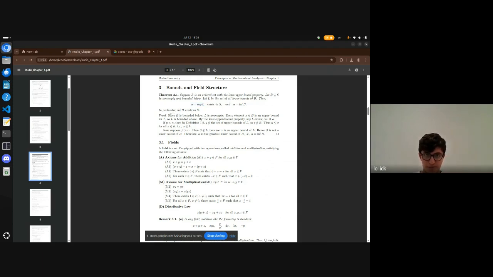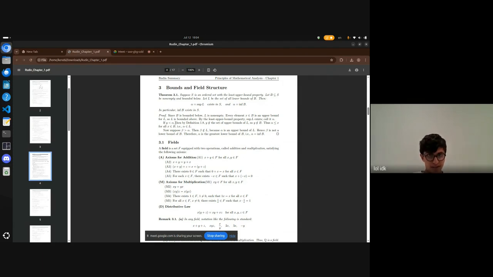Okay, let's read the proof. Since B is bounded below, L is non-empty. Why? Because it has lower bounds, and L is the set of all lower bounds, so it's not empty by definition. Every element x in B is an upper bound for L, because L is lower bounds and B is upper bounds, basically L is what precedes B. So L is bounded above, and by the least upper bound property, the supremum of L exists. Call it alpha.